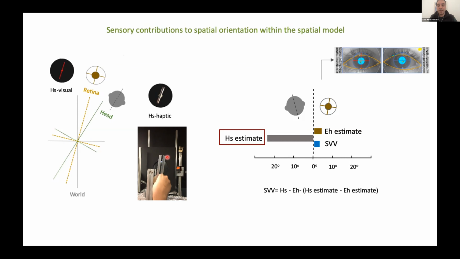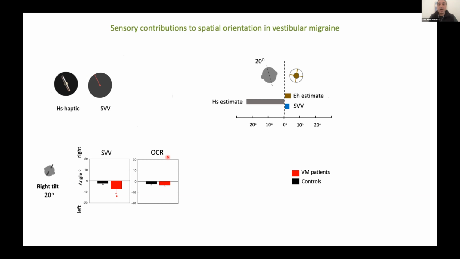Using this approach, we have started measuring head and eye estimates in patients with vestibular migraine and controls. This is preliminary data from a few patients with 20-degree head tilt to the right compared to controls. The positive values here show tilt to the right and the negative values show tilt to the left. You can see that there is a larger SVV error to the left in patients, but no difference in ocular counter roll compared with controls.